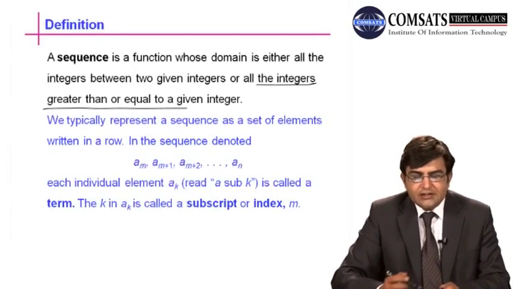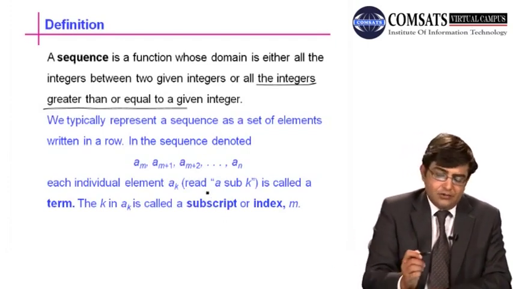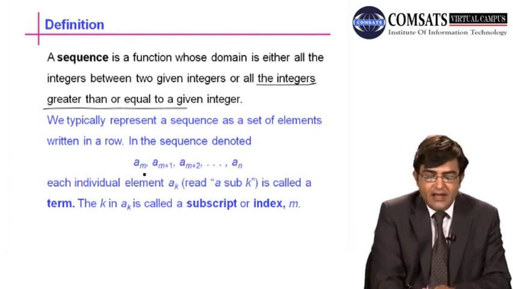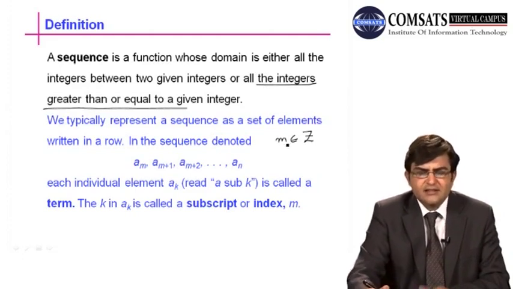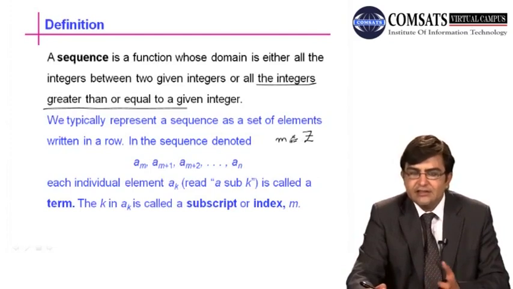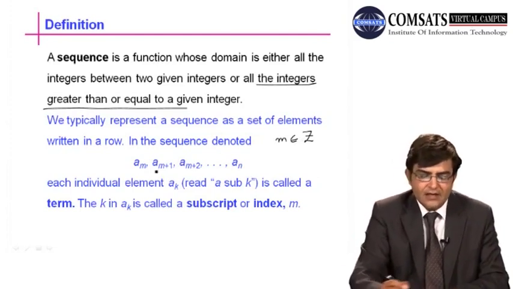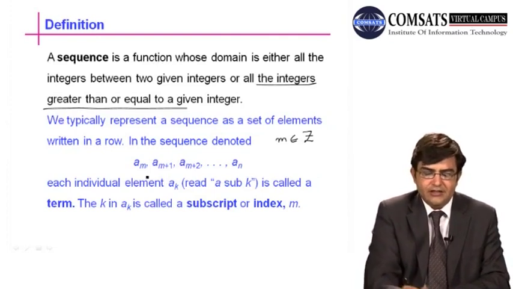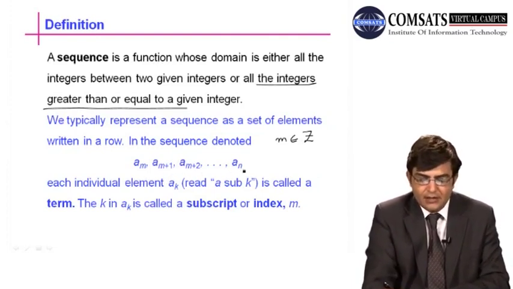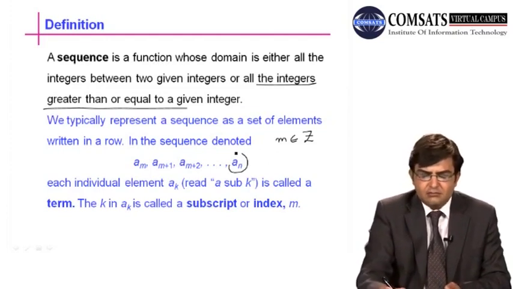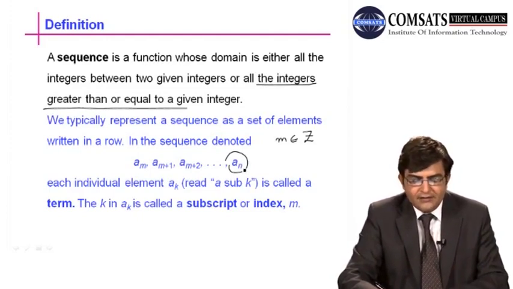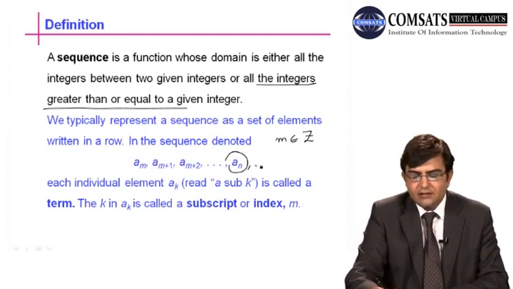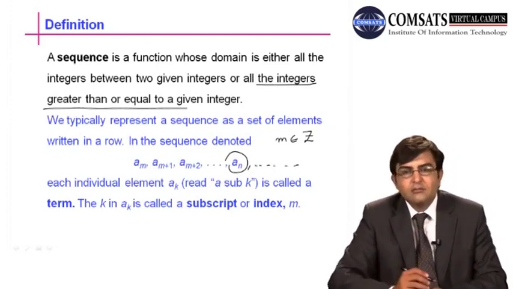So now the terms of the sequence basically are usually denoted by A_m, where m is any integer, where m belongs to Z, and this is some particular integer: 2, 5, 10, 0, -3, -10, anything. All the next terms are denoted by A_m, A_(m+1), A_(m+2), A_(m+3), and so on. If the sequence is finite, then the last term is A_n. If the sequence is infinite, then the sequence continues up to infinity.